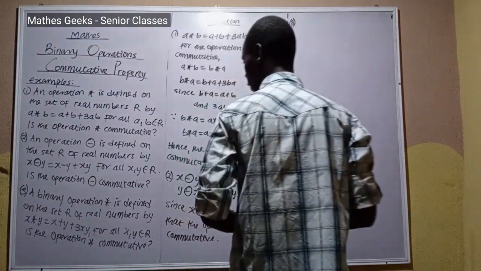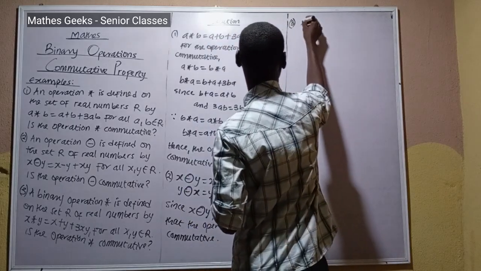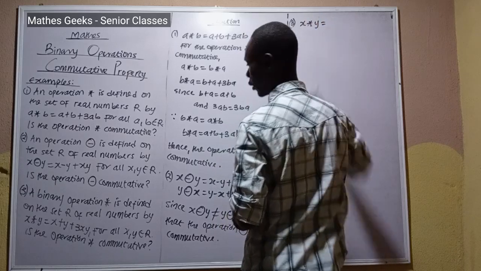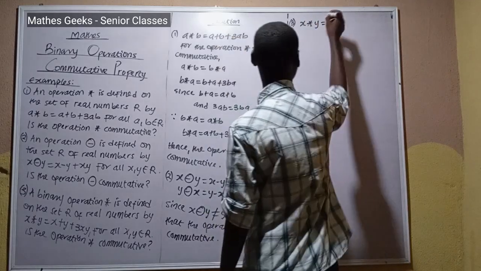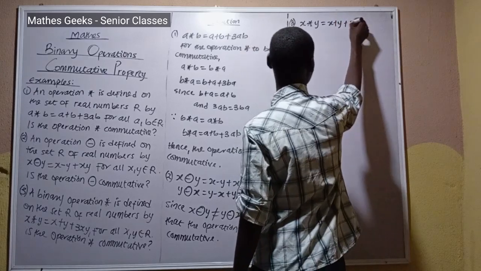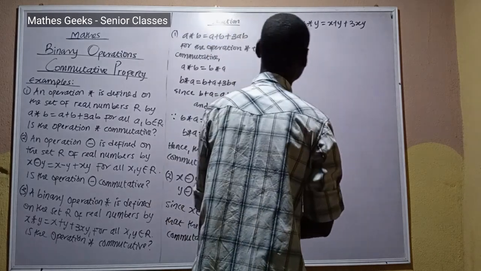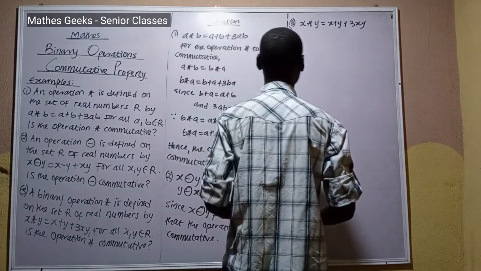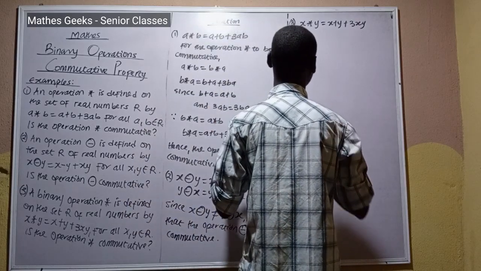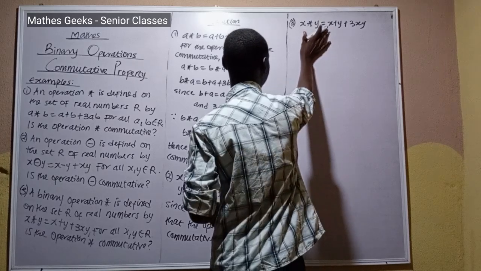Number 2. A binary operation star is defined on the set R of real numbers by x star y equals x + y + 3xy. Now we have to find out if the operation star is commutative. For it to be commutative, if we change the order, we're still going to get the same result. Since we already got this first instance, x comes first.